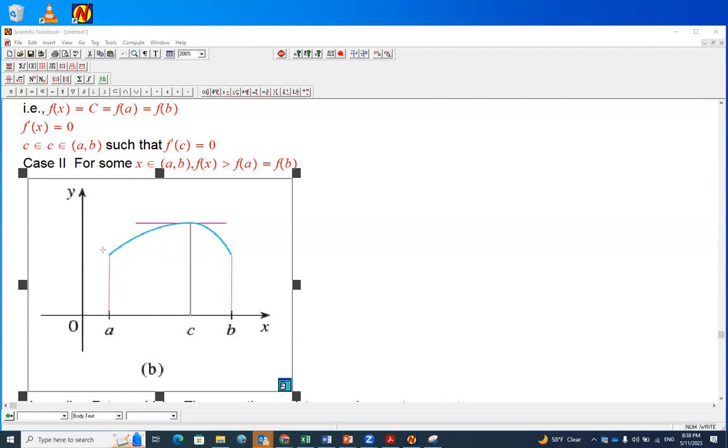And since it is not a constant, and we assume that there's a point that's larger than f(a) and f(b), that's the second case. There must be a maximum. So at that point of maximum, that c must be between a and b, because we apply the extreme value theorem.